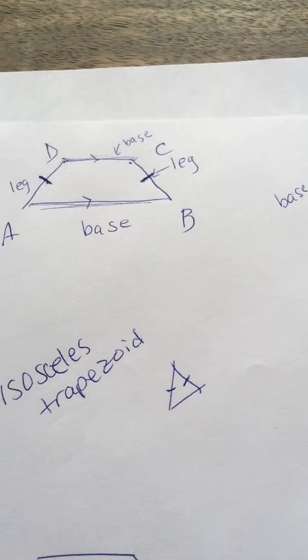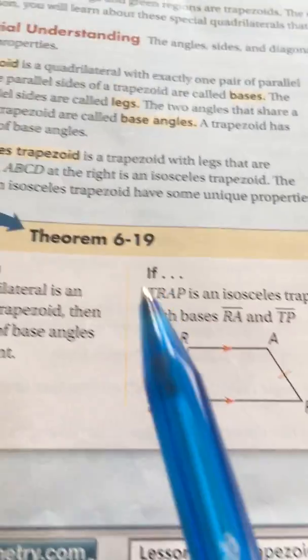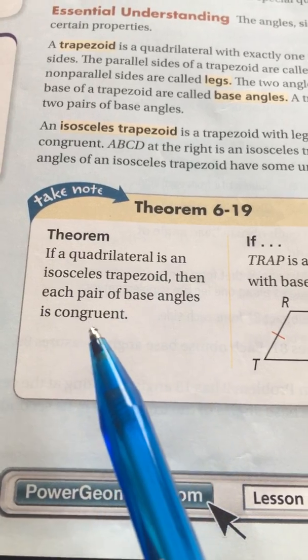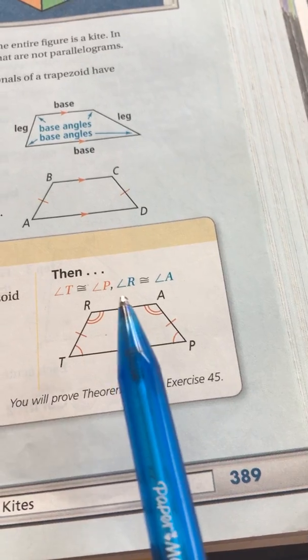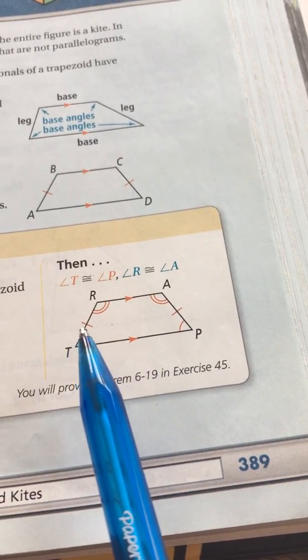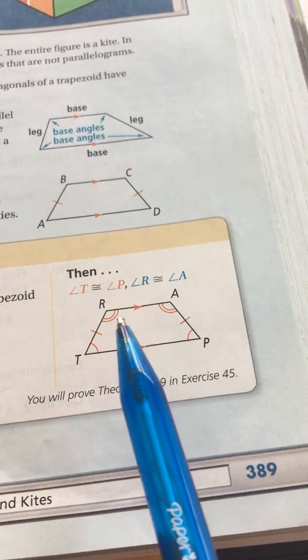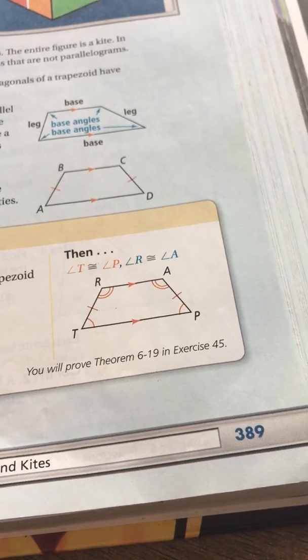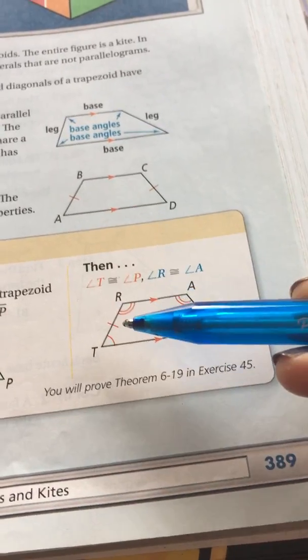We've got a couple special theorems for when you have isosceles trapezoids. So let's look at theorem 619. If a quadrilateral is an isosceles trapezoid, then each pair of base angles is congruent. So we've got an isosceles trapezoid here because we have one pair of parallel sides. We have a pair of congruent legs. So these two base angles will be congruent, and these two base angles will be congruent. And y'all, this only happens in an isosceles trapezoid. It's not just in any trapezoid. Your legs have to be congruent for your base angles to be congruent.